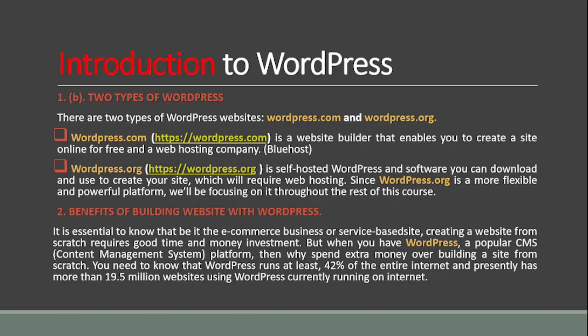Other things about this is that there are two categories of WordPress. We have WordPress.com and WordPress.org. WordPress.com is a site builder. It's owned by a company called Bluehost. They are a hosting company. It's a site builder. You can use it to design your website. Then WordPress.org is a self-hosted WordPress, software you can download and use to create your sites, which will require hosting.